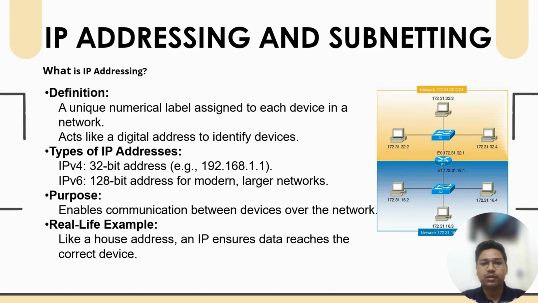The purpose of IP addressing is straightforward. It ensures communication between devices. Without IPs, your computer would not know where to send or receive data. For example, when you type a website address like www.google.com, your device converts it into the IP address to find and connect to Google's server. This process happens behind the scenes, but it is critical for the internet to work.